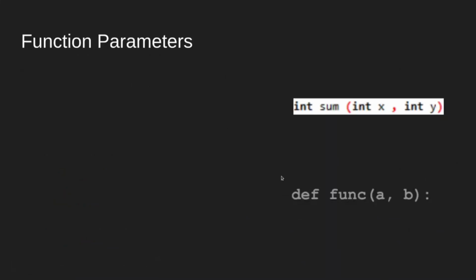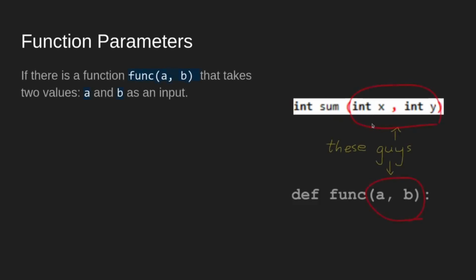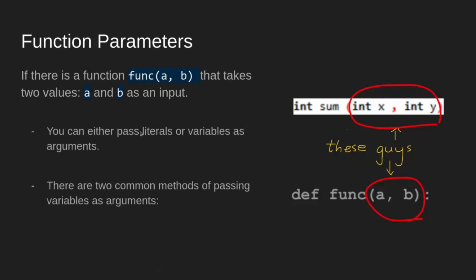The next thing I think would be nice to go over is function parameters. And this is just the way that we pass arguments to functions. So those are just these guys here. So let's just say if we had a function func AB that takes two values, A and B, as input, we could either pass literals or variables as arguments.